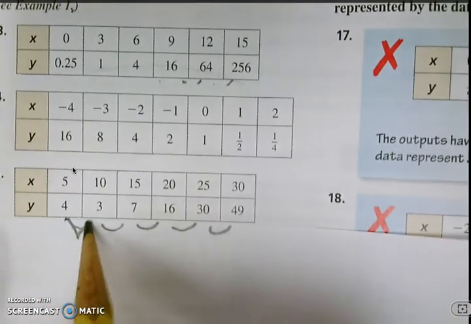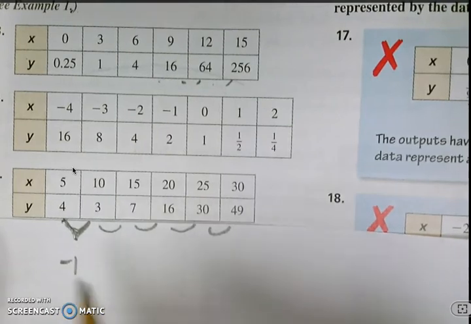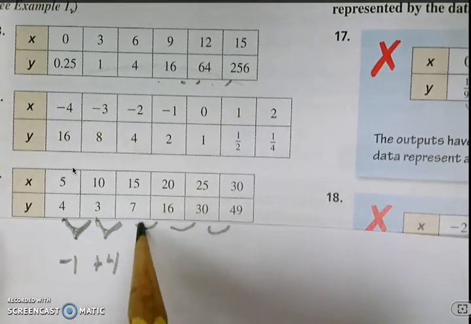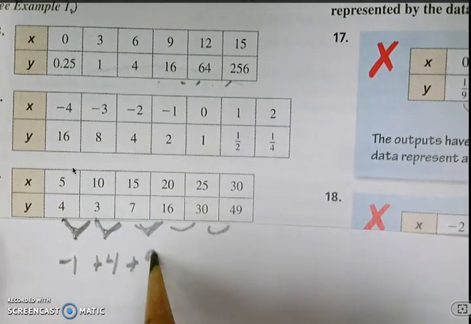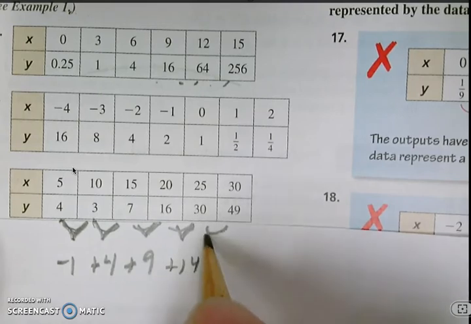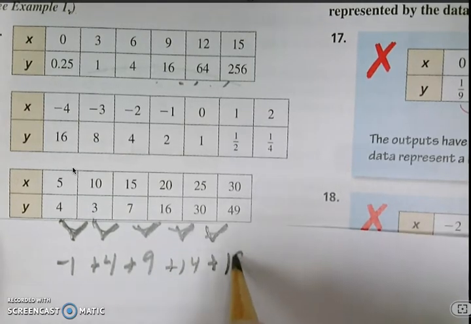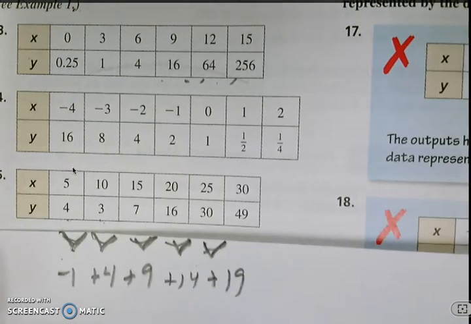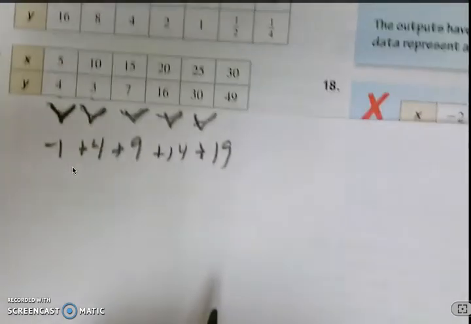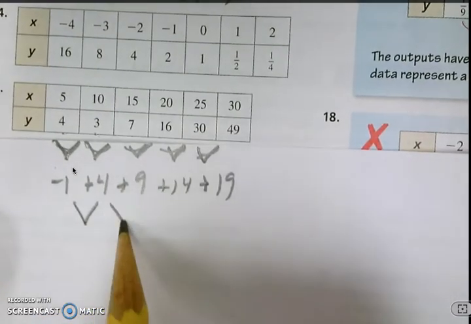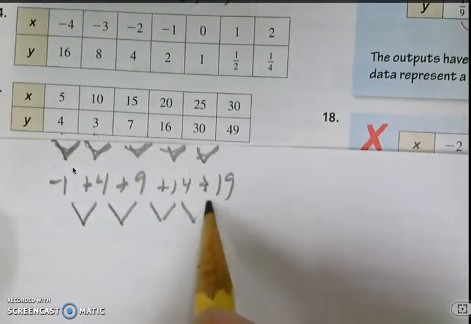So let's find the change here. The change is it subtracted 1. But the change here is it added 4. And the change here is it added 9. The change here is it added 14. And the change here is it added 19. Okay, that doesn't look like there's a pattern, but let's take it down a level. So these are what we call the first differences. Then we take it down to the next level.